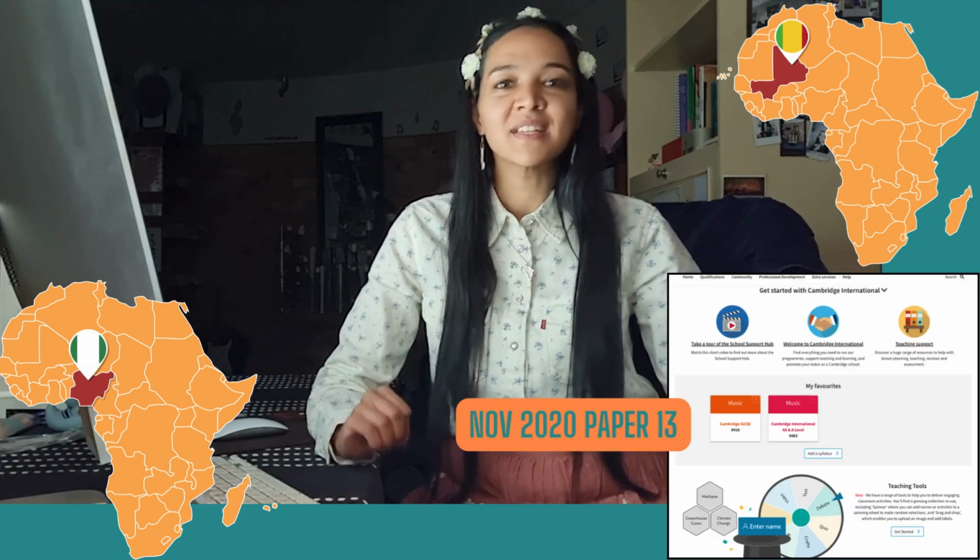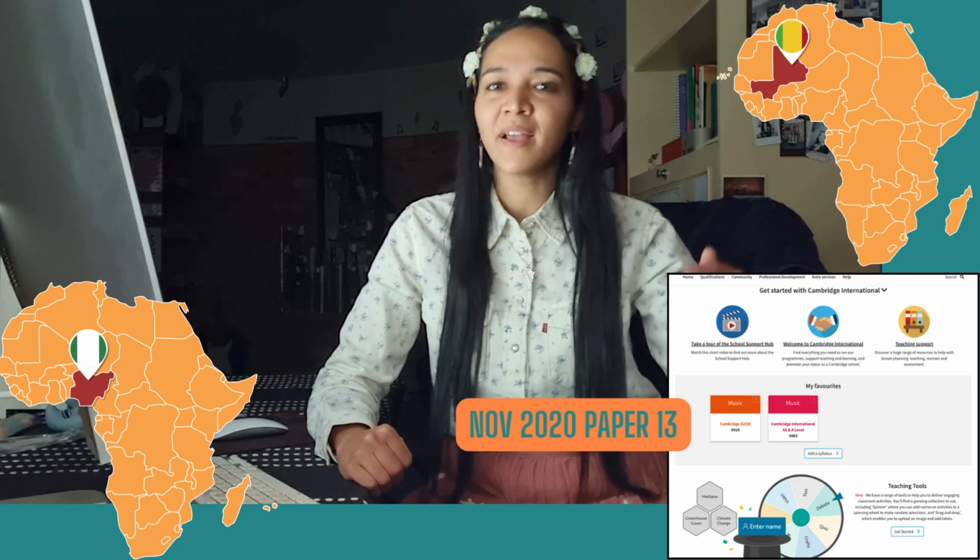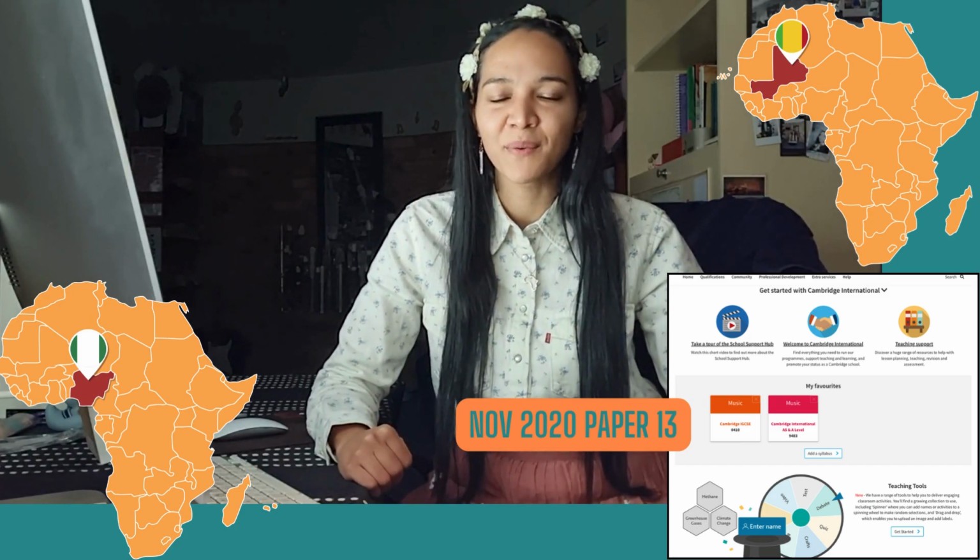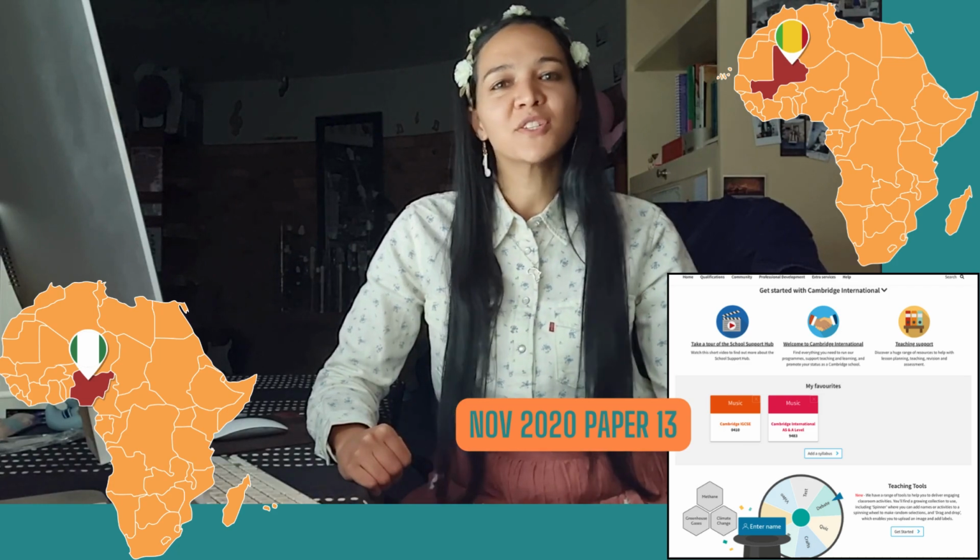We're diving into section B1 today from November 2020, paper 1-3. You can find all these resources at the Cambridge School Support Hub, and yet again, link in the description below. So we're going to hop right into our questions, we're going to listen to our extract, and then we are going to answer our questions.